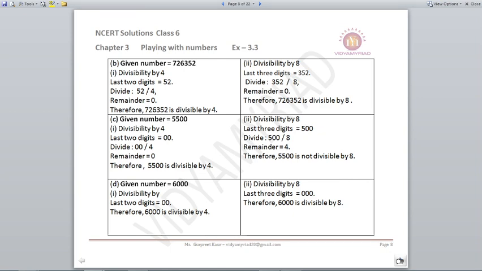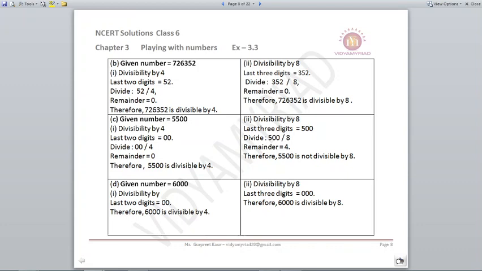In the case of second, 726352. Last 2 digits 52 divided by 4, remainder comes to 0. So yes, it is divisible by 4. And last 3 digits is 352. Divide by 8, remainder comes to 0. So it is divisible by 8 also. 5500, you have 0 0 at the last place. Divide by 4. So it is divisible by 4.